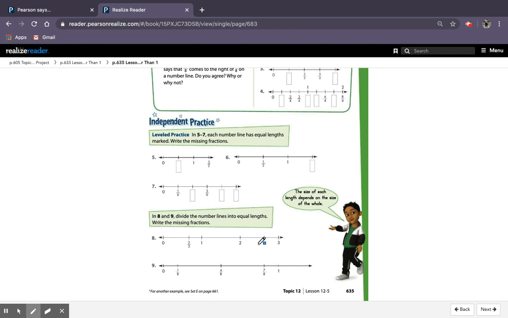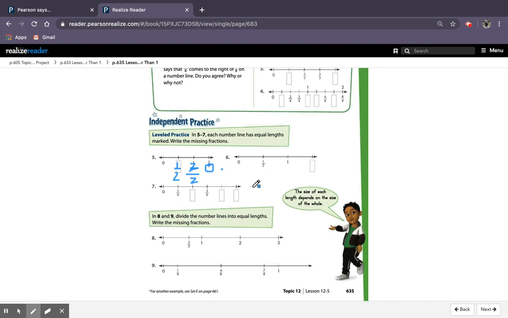So it says in 5 through 7, each number line has equal lengths marked. Write the missing fractions. So for here, all you have to do is fill in this one. It's a pretty small number line. This one here, you look at your other fractions they give you. This is a 2. You can't really see that I circled it. You have it in front of you, hopefully. So I know that this then equals 2 over 2, or z over z, because it looks weird, but it's a 2 over 2. And then this here would be 1 over 2.